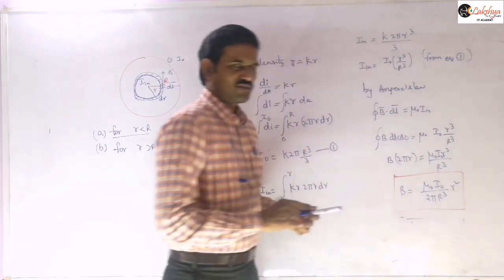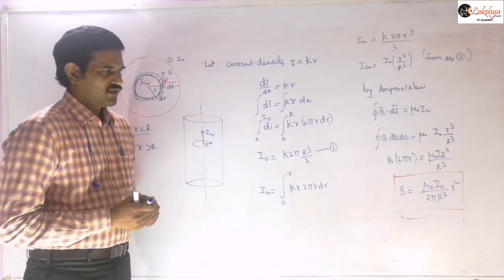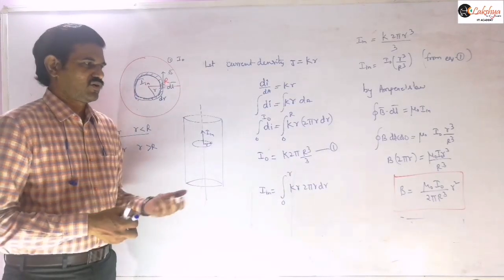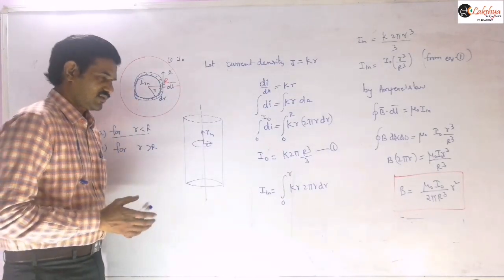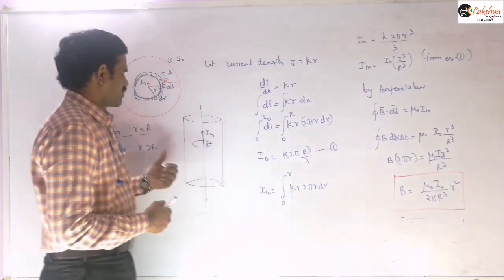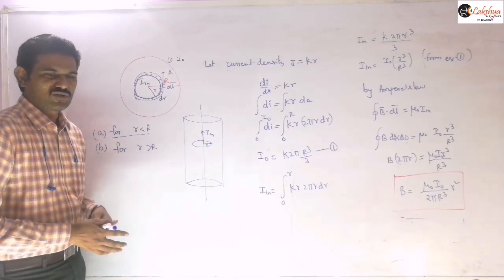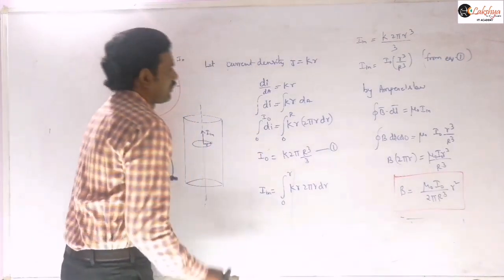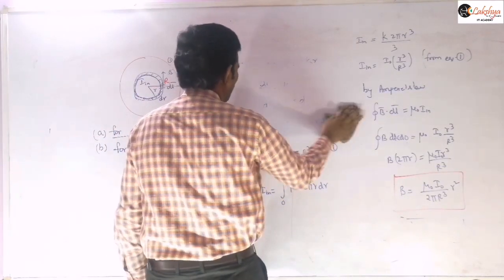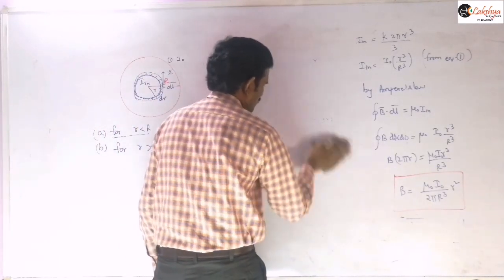When J is constant, we got B proportional to r. When J is proportional to r, then we get B proportional to r squared, right? So that is for a point inside. Now for a point outside, you can apply it easily, because we already know the current enclosed, I naught, is given. So you can apply Ampere's law directly and solve that easily.